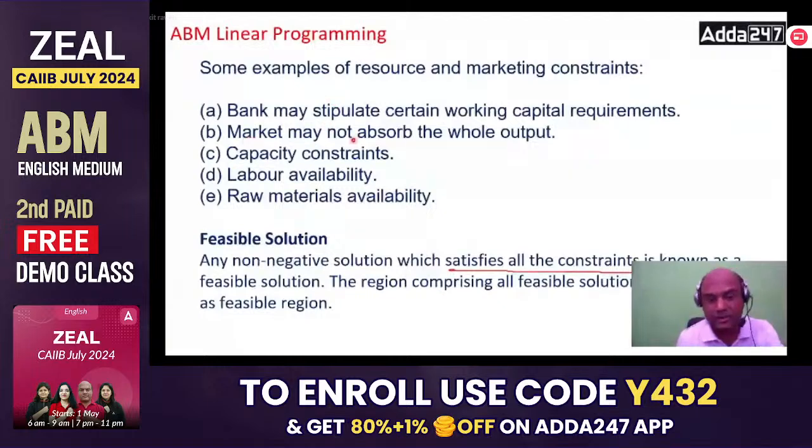Now there's a deep explanation for this. Means what? Whatever I produce in this LPP may not be sold. If it is not sold, then all my calculations fail. So the market may not absorb the whole output. Capacity constraints, labor availability, raw material availability. These are the limitations of any business. Any business will mainly face these problems. These 5 problems we face.